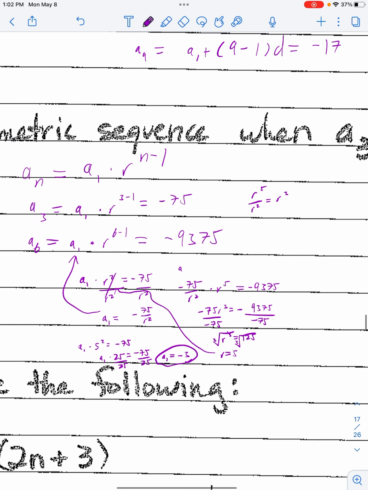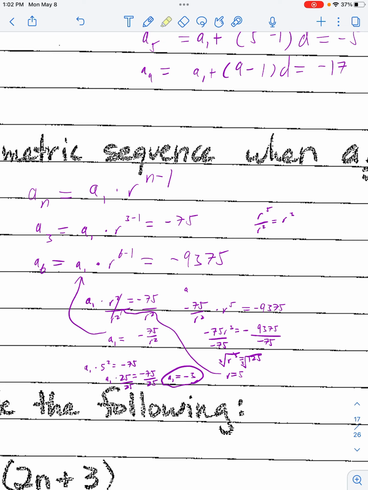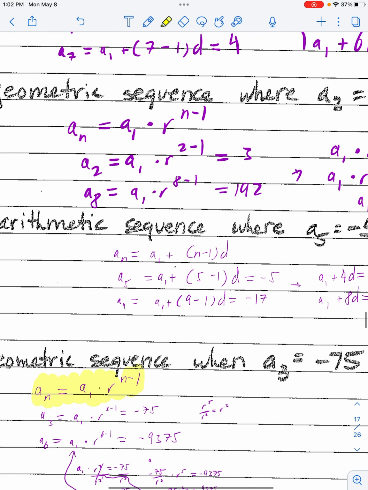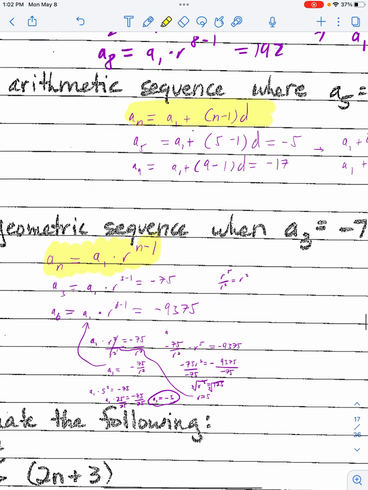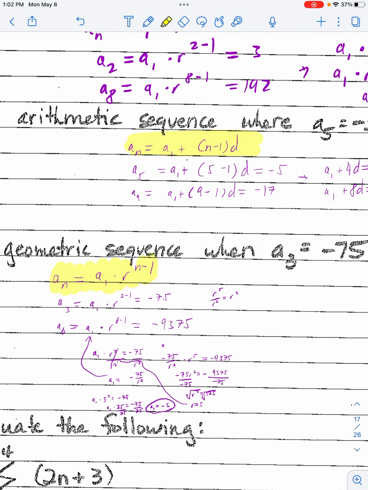For these problems, I'm basically starting with the general formulas for the nth term. I'm plugging in the information they give me to get a system, and then I'm solving for a sub 1. So email me if you guys have any questions.